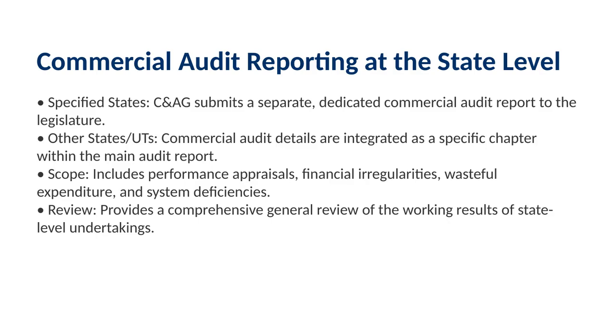Now, it's important to note how this works at the state level. For certain specified states, the C&AG submits a separate commercial audit report to the legislature. For other states or union territories, the commercial details are simply a chapter within the main audit report. These state reports are quite comprehensive. They cover performance appraisals of selected companies, highlight individual instances of financial irregularities or wasteful expenditure, point out system deficiencies noticed by statutory auditors, and provide a general review of the working results.